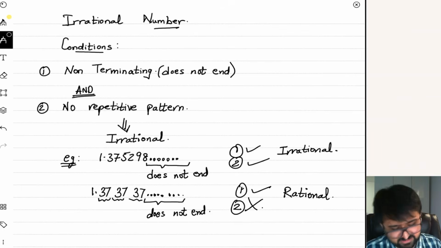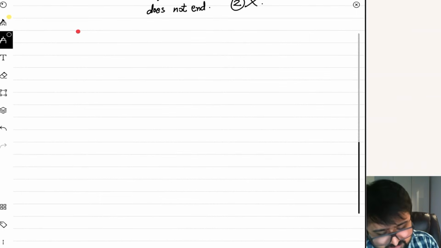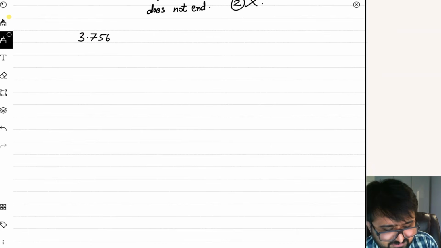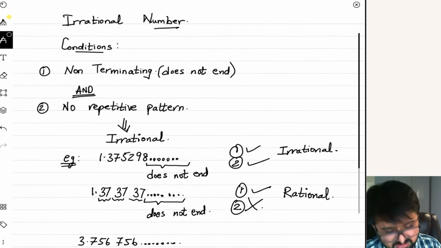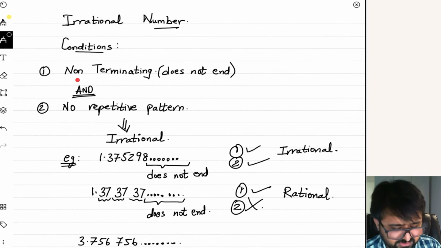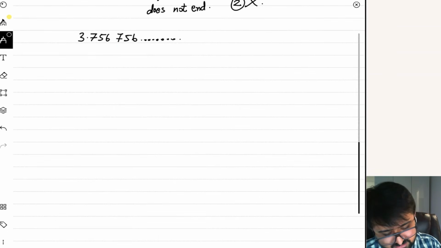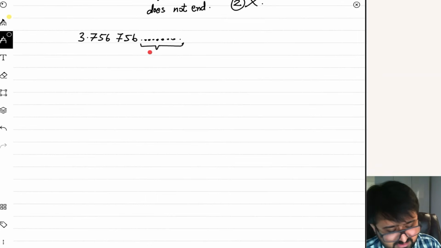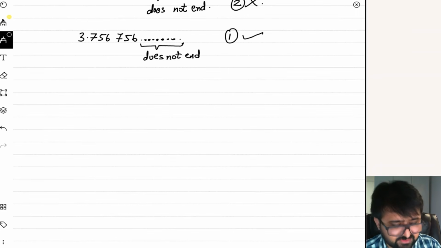Okay, let's look at another example. Let's say the number is 3.756756 and so on and so forth. Now let's look at condition 1. The condition 1 is that the decimal part of the number is non-terminating. If you see here, this is non-terminating because it does not end here. So yes, condition number 1 is satisfied, because it should be non-terminating. It should keep on going forever, which is satisfied.